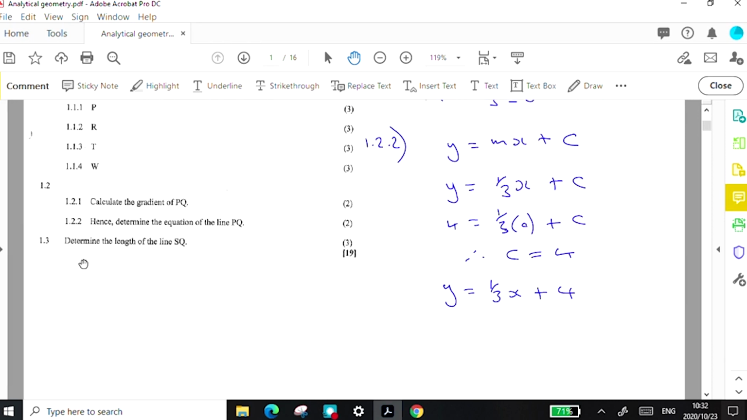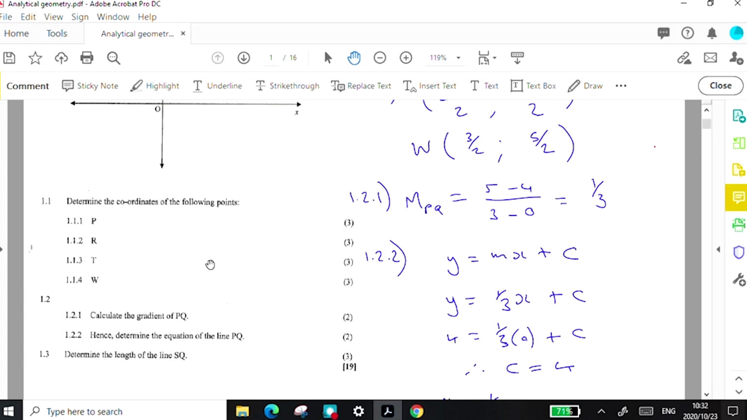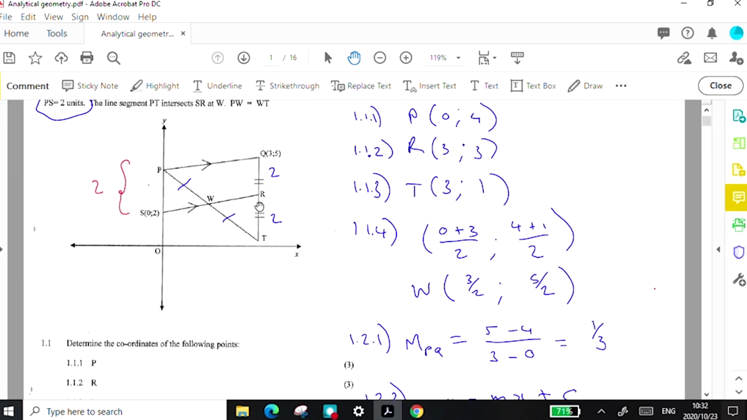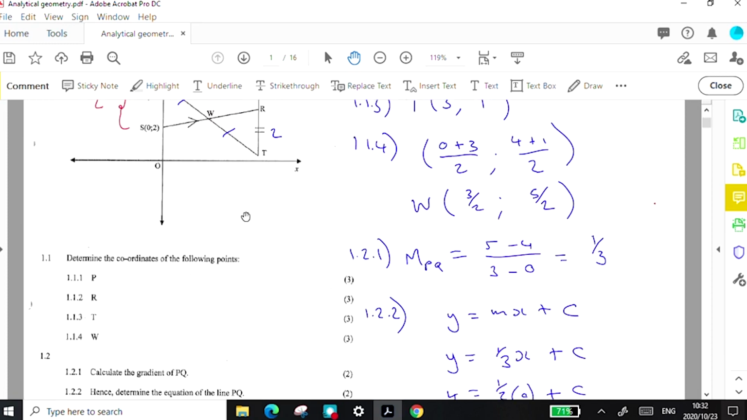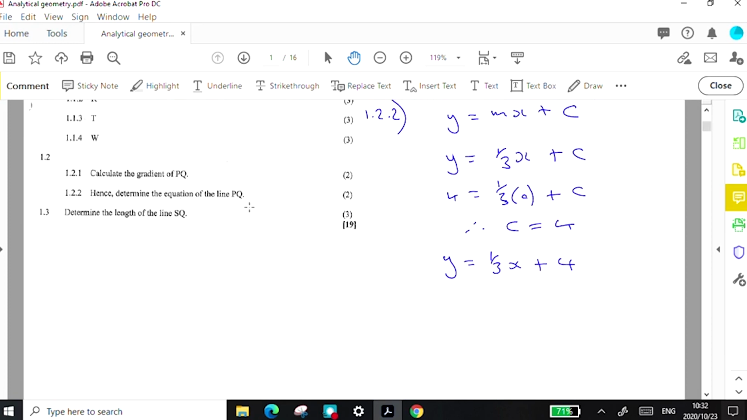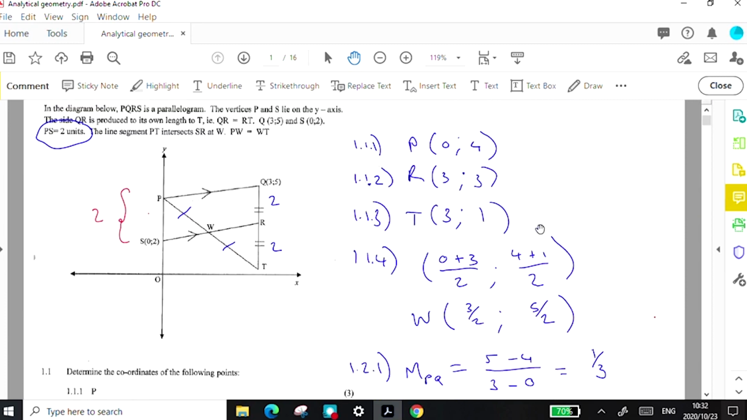And lastly, we want to find the length of SQ. Number 1.3, we want to find the length of SQ. So we need to use the distance formula, since we have two points. We have point S, we have point Q, we can use the distance formula.